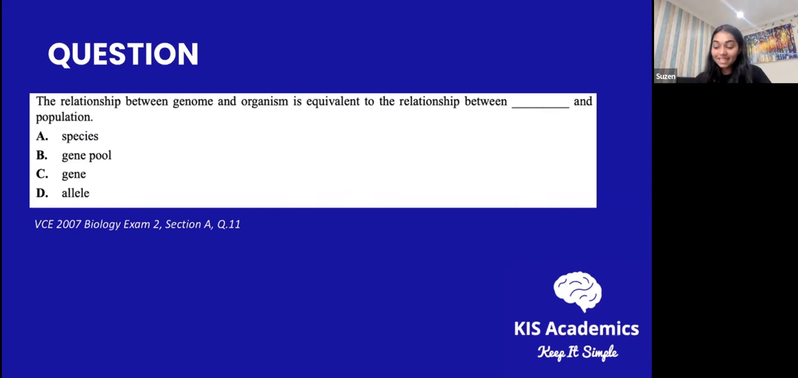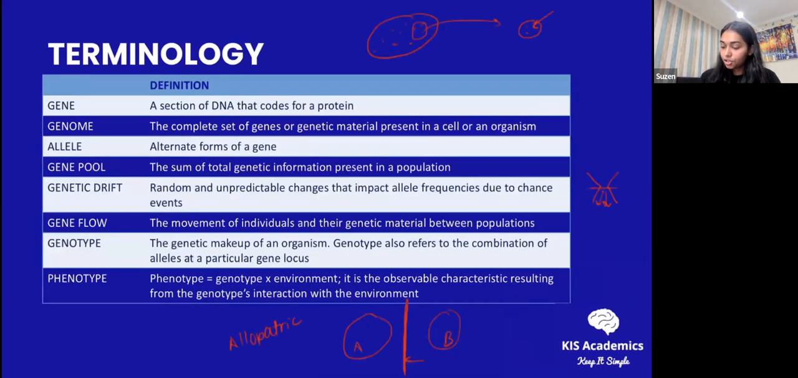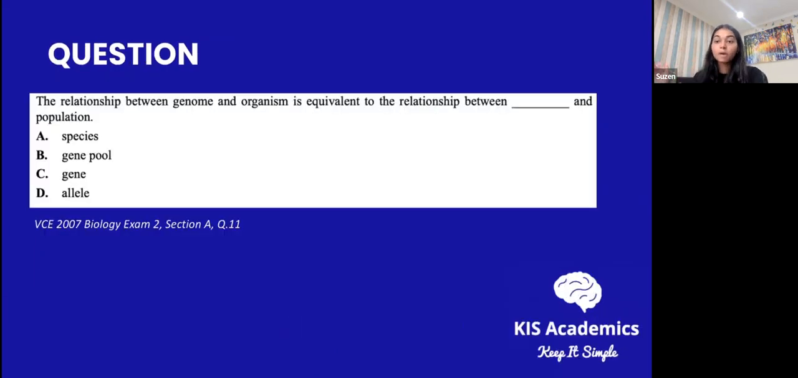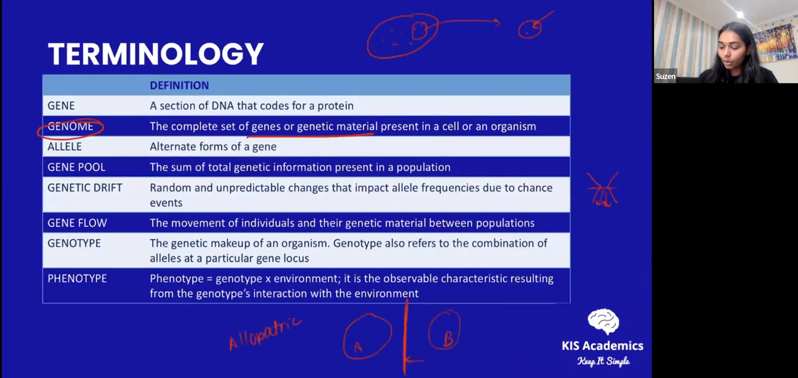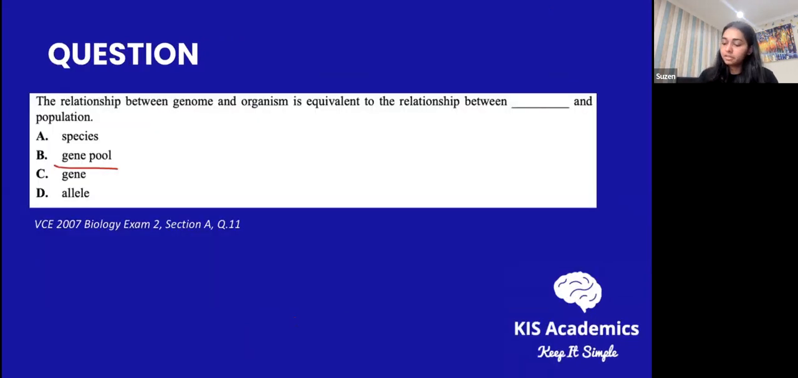So the correct answer is B, because it's pretty much saying if genome is referring to an organism, what refers to a population? So genome, as we know, is the complete set of genes in one organism. So what refers to the entire genetic makeup in the entire population? Gene pool is what refers, because gene pool is the sum of the total genetic information in a population. So genome is the total information in an organism. Gene pool is the total information in a population. Okay, so yep, the answer here was B.